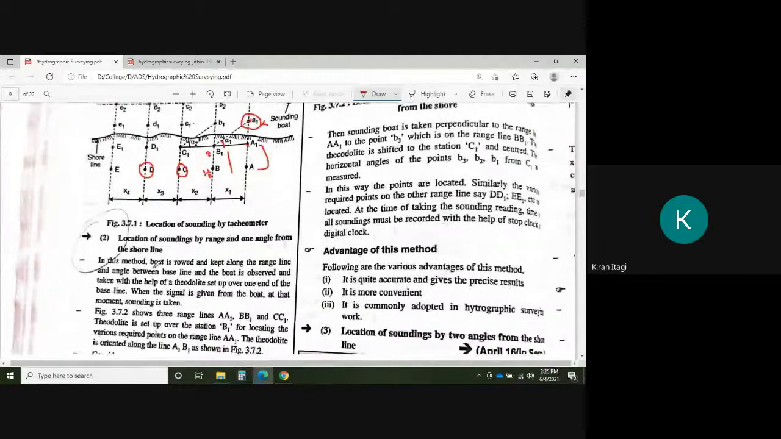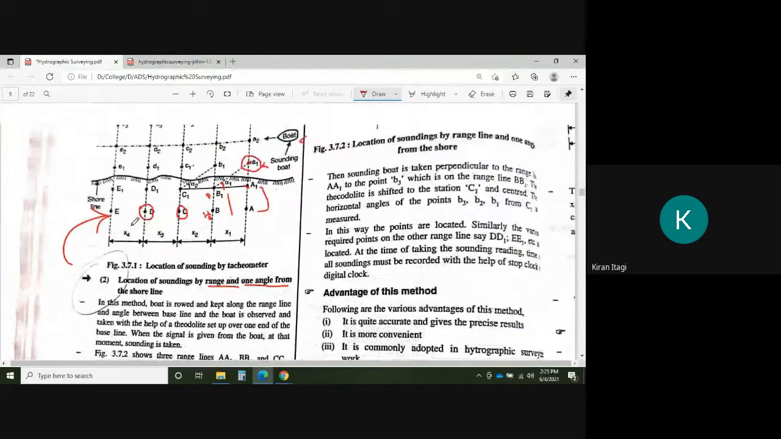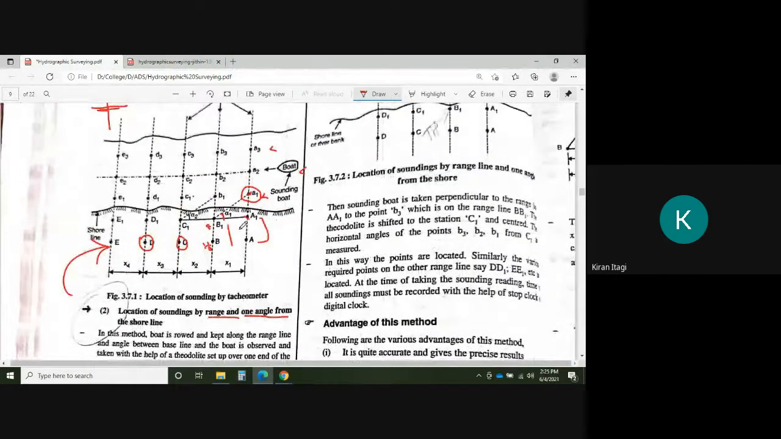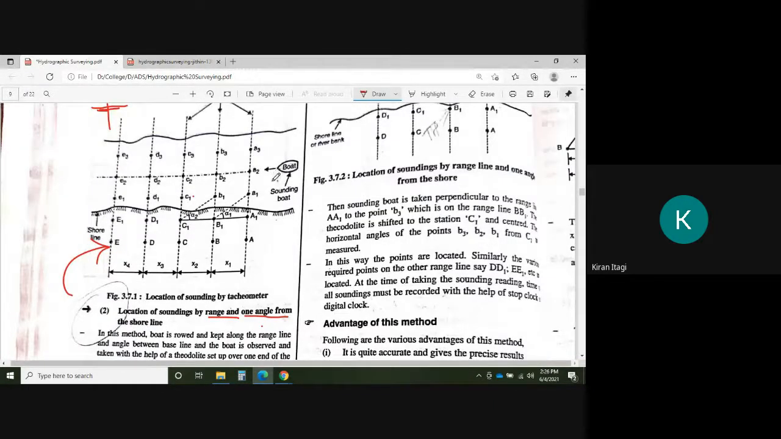Second one, locating of sounding by range and one angle from the shore. The same figure we will use. Here again the same procedure is followed. Instead of tachymetry, we are using a theodolite, or any other angle measuring instrument, to determine the angle. In this method, the boat is rowed and kept along the ranging line. Means the boat is sent like this and it is kept along the ranging line. This is our ranging line.